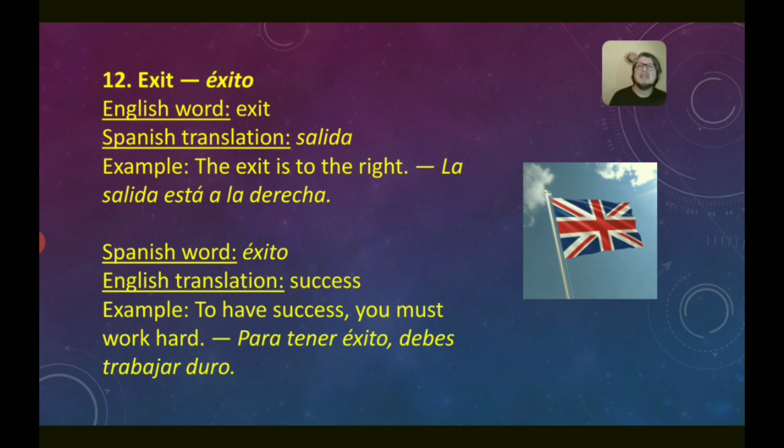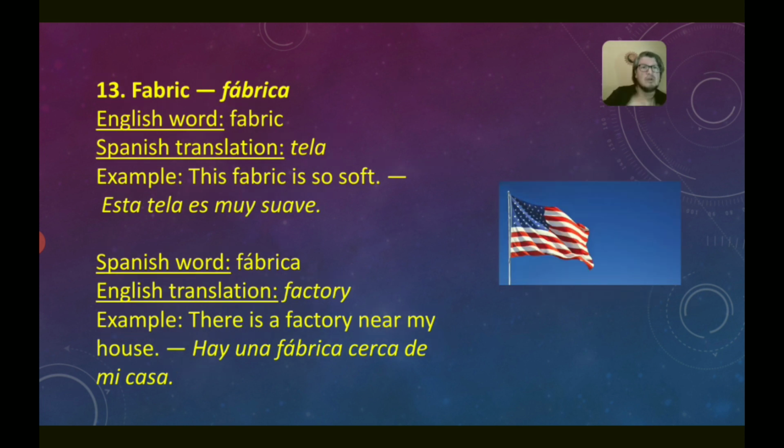I always remember a very successful commercial from Open English, right? When they say éxito, exit doesn't mean éxito. It means salida, right? Éxito is success. Success. Very good. So let's go to number 13.